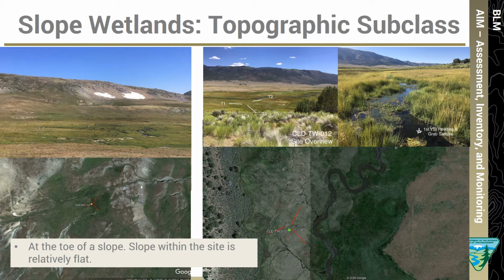Topographic slope wetlands occur at the base or the toe of slopes, where groundwater discharges to the surface. The topography of these sites can be relatively flat, but they are still considered slope wetlands and not flats if they are driven by groundwater discharge. Topographic slopes are a common subclass of slope wetlands.